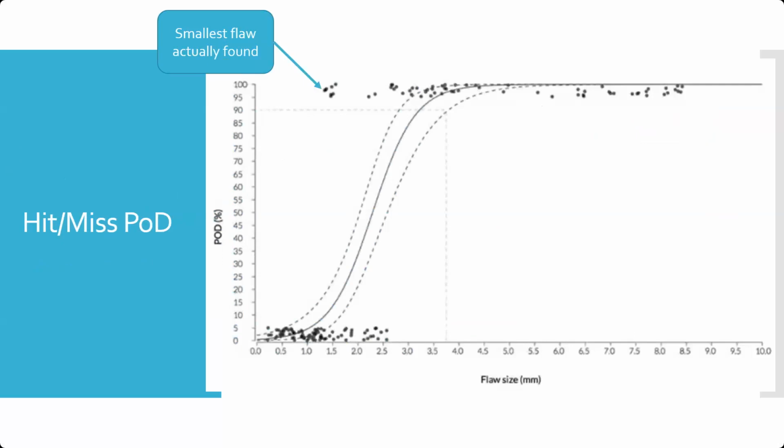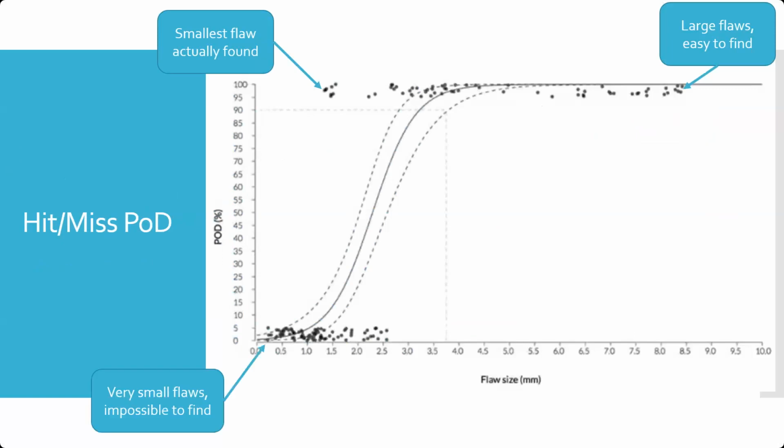So here is the smallest flaw actually found. In this case, it's somewhere just about 1.25 millimeters, roughly 1.25. Here are the large and easy to find flaws. So you can see if you get past about just over 2.5 millimeters, every single flaw was found, but the largest ones were upwards of 8.5 millimeters. The very small flaws are nearly impossible. You can see anything below about a little over 1 millimeter was missed. So we have very small flaws that are impossible to find.